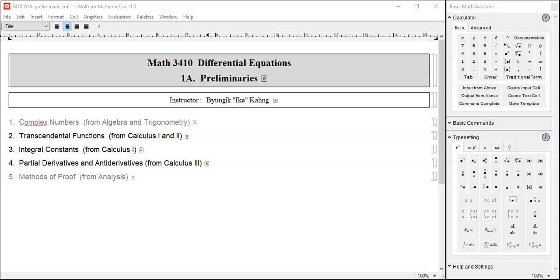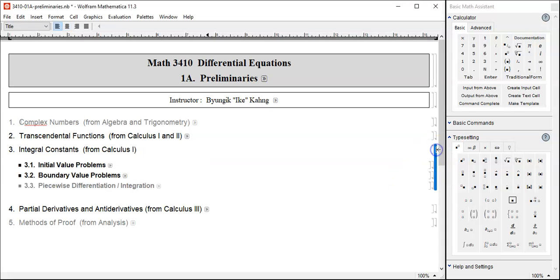Hello students, welcome back. Let's go to section 3, integral constants.